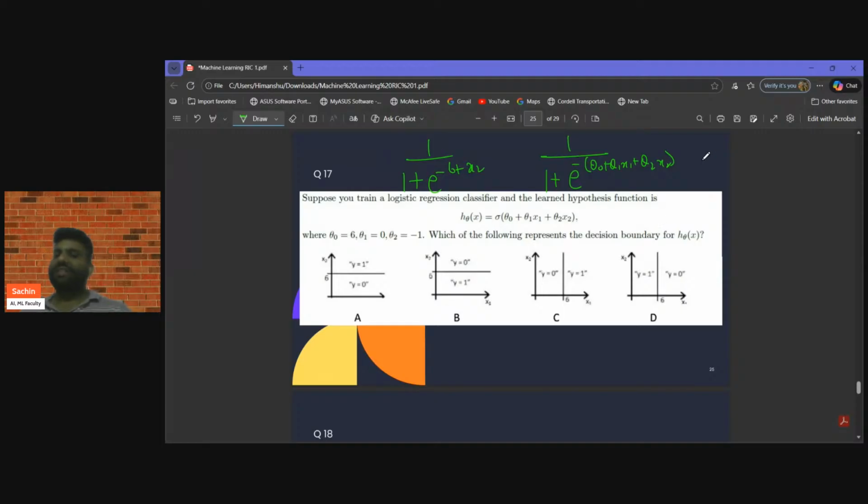The decision boundary is where the probability equals 0.5. Ultimately, this expression tells me the probability of y given x, so if I want this probability to be 0.5, this whole value must be 0.5. That means the exponent term should be 1, because 1 upon 1 plus 1 gives 1 by 2 overall. So x2 should be equal to 6, and that is my decision boundary.